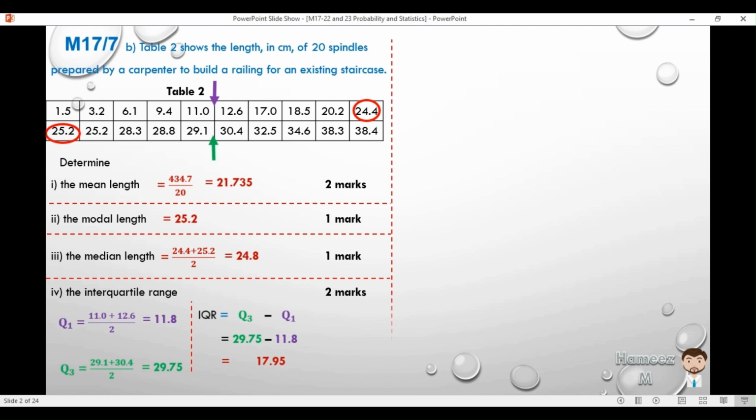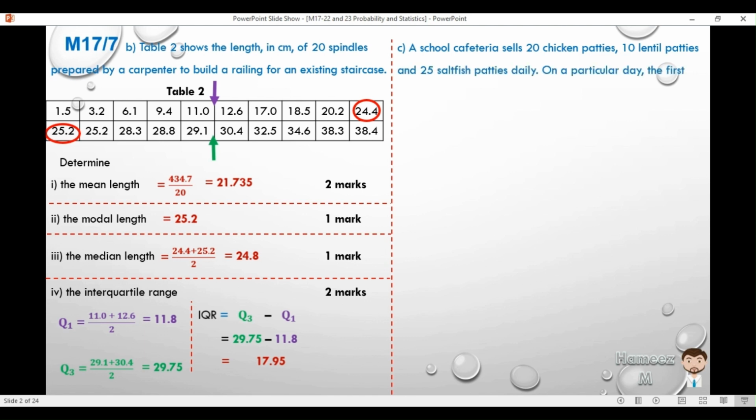Let's now go on to the next part, part C, where it is said a school cafeteria sells 20 chicken patties, 10 lentil patties, and 25 saltfish patties daily. So we have three different items. On a particular day, the first student ordered two patties, but did not specify the type. The vendor randomly selects two patties.